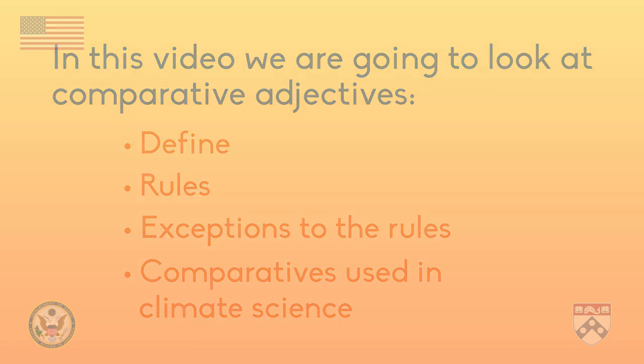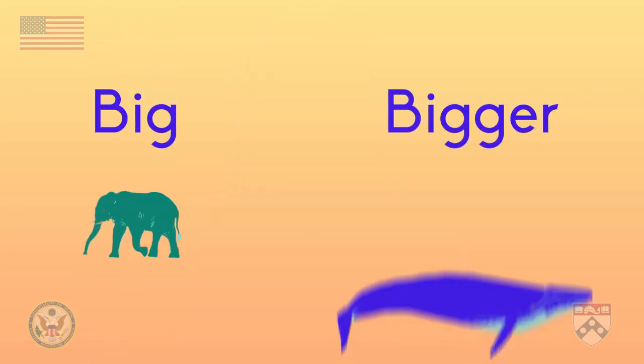Comparatives are types of adjectives, words that are used to describe nouns. They are adjectives that usually compare two or more things. An elephant is big, but a whale is bigger.